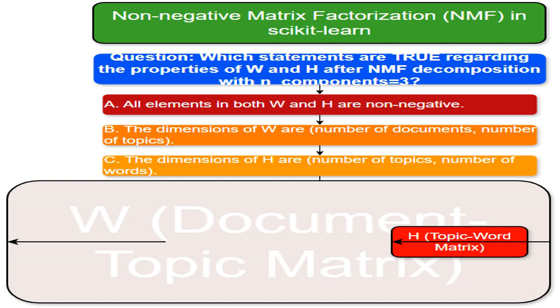This matrix, W, is one of the outputs of the NMF process. Each row represents a document, and each column represents a topic we've identified using NMF. The values in this matrix show how strongly each document relates to each topic. For example, a high value indicates a strong relationship.